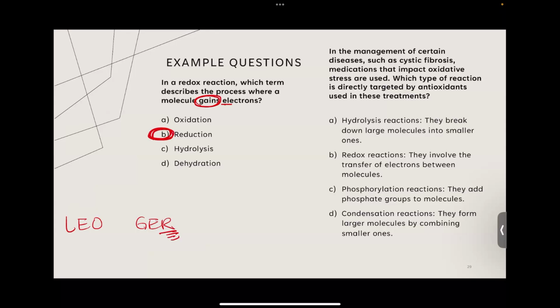In the management of certain diseases such as cystic fibrosis, medications that impact oxidative stress are used. Which type of reaction is directly targeted by antioxidants in these treatments? Okay, I'm starting to jump ahead because I feel like the question gives it away. If it's oxidative stress, if there's oxidation, they are always together. If there is oxidation, you must have reduction. And so we're looking here at redox reactions.